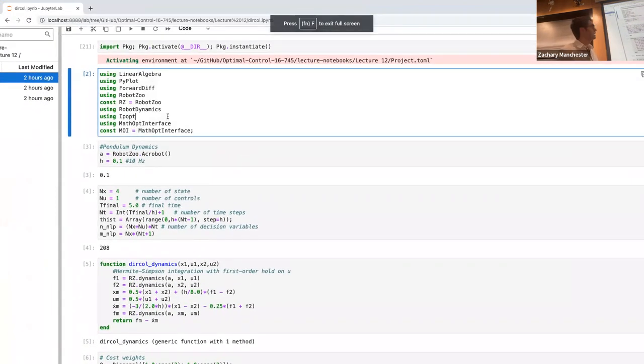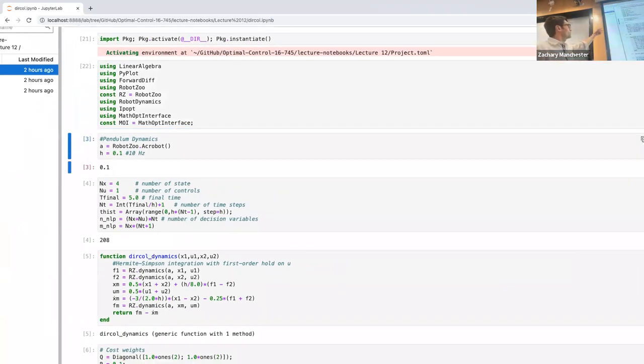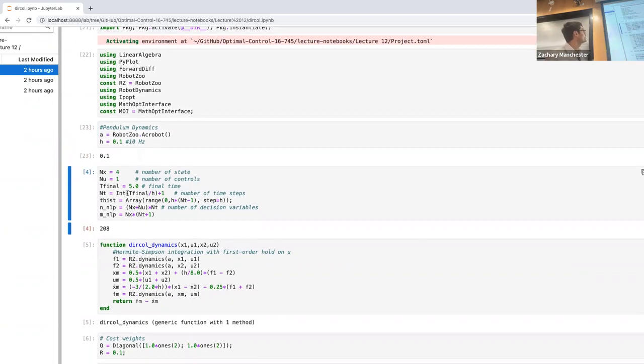Cool. Okay, so we're going to do direct collocation. I'm going to use IPOPT. We're going to do the Acrobot again, like we did last time. I'm just going to use a library for this, at 10 Hertz, because you can get away with big steps here, so we don't have to sample fast. It's stable. It's pretty accurate. This is just setup stuff. We're going to use a 5 second time horizon at 10 Hertz, so it's like 50 steps ish.